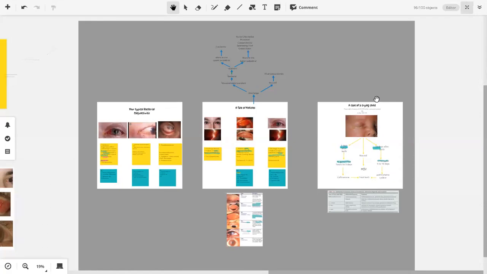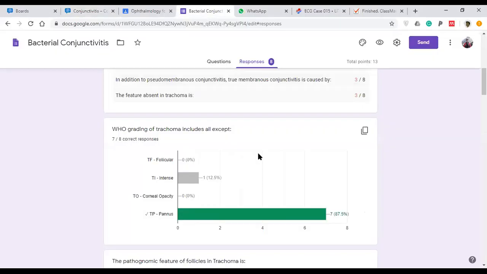So before we start with follicular conjunctivitis, I'd like to go through the MCQs. थोड़ी सी MCQs से कुछ important points थे जो हमने discuss किया था, कुछ वैसे MCQs थे. So let's go over them one by one.